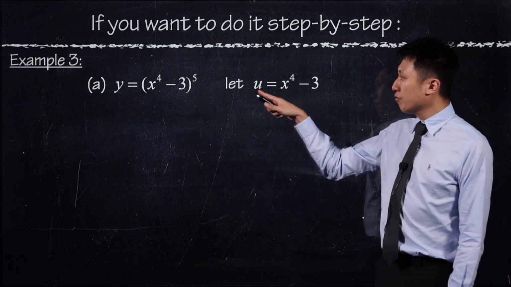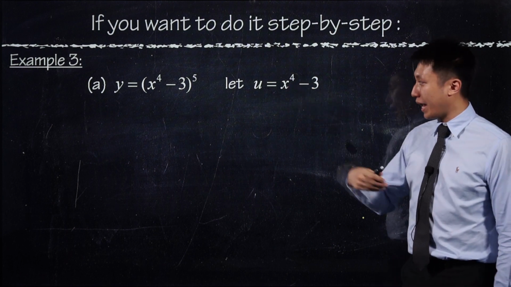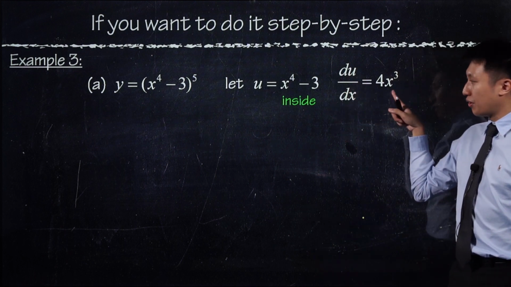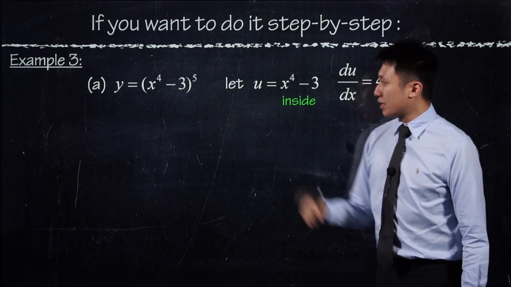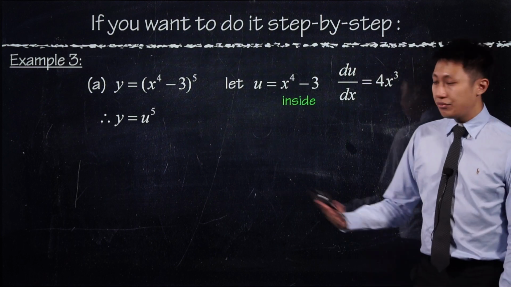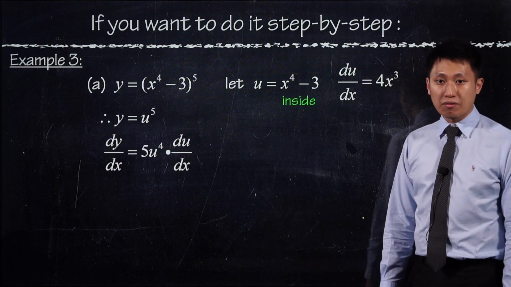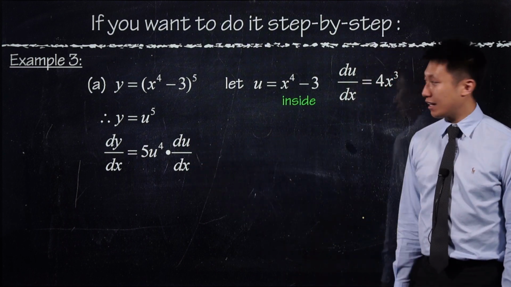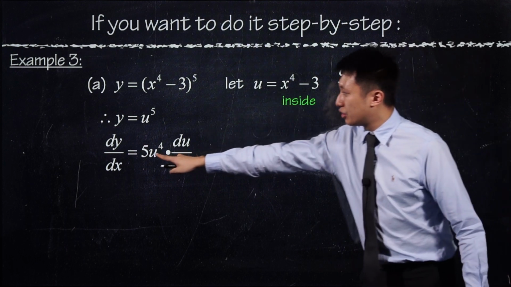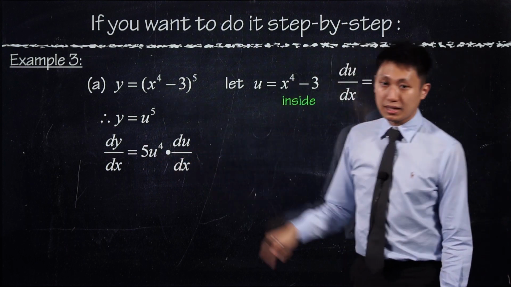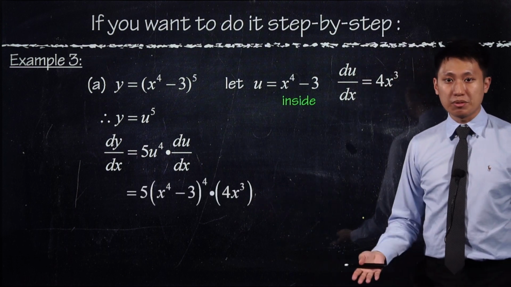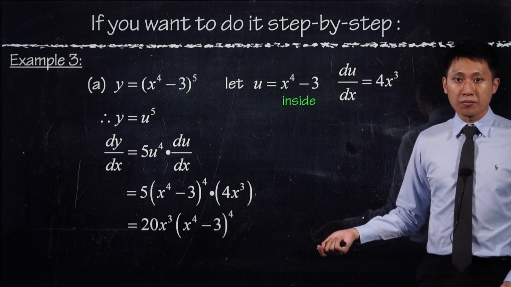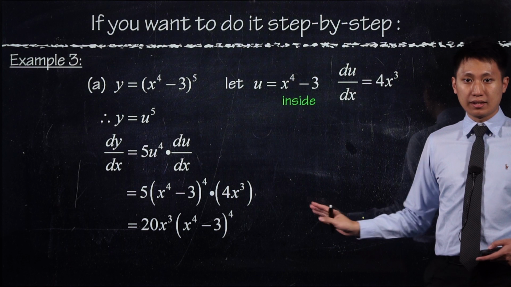by letting u equal x to the power 4 minus 3, the inside. Let u equal the inside, then du/dx is 4x to the power 3. Then this one is y equals u to the power 5. Differentiate it, it will be 5u to the power 4, times the derivative of u, which is du/dx. I substitute everything: the 4x to the power 3 goes right here, and u I replace by this whole thing and put it inside again. Then I get this answer. Simplify it, I get 20x to the power 3, times x to the power 4 minus 3, the whole thing to the power 4. This is how you do it, the normal way, the easier way.